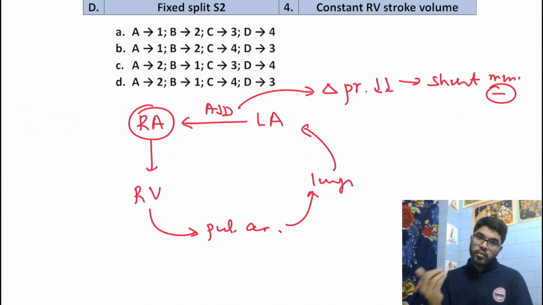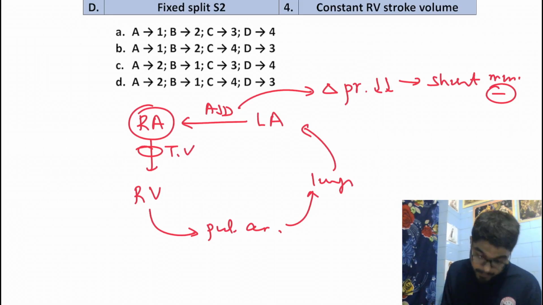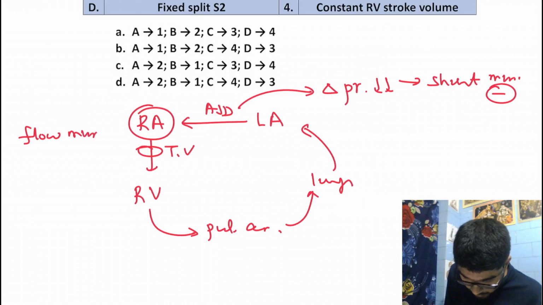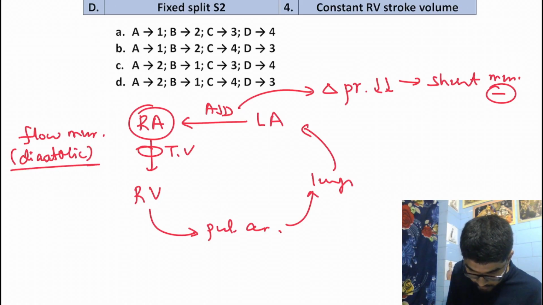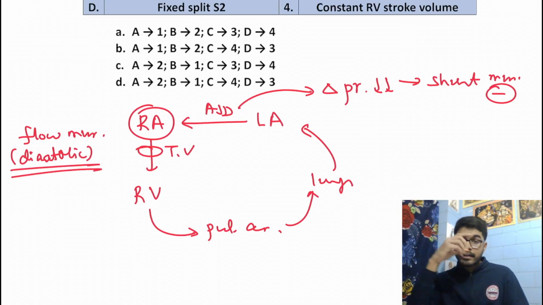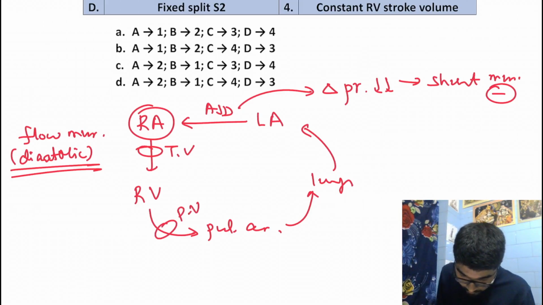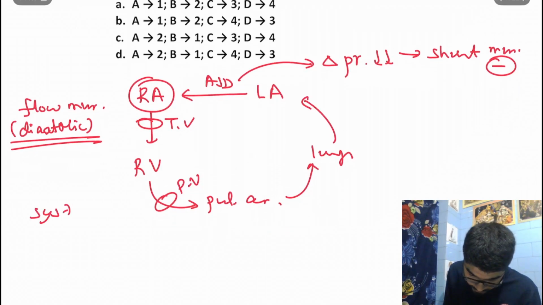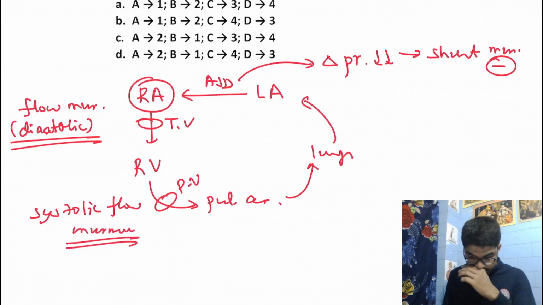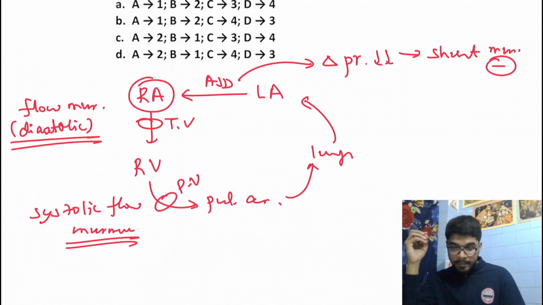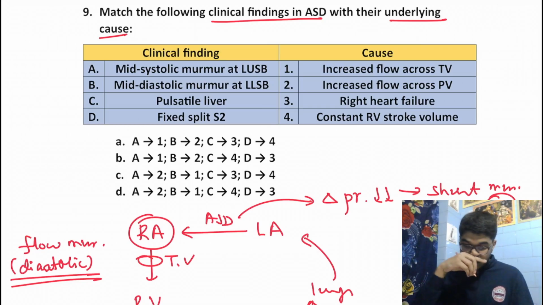So an increased amount will flow from the right atrium to the right ventricle via the tricuspid valve. So over here we would get a flow murmur, and this would be a diastolic flow murmur. Similarly, an increased amount of blood will flow from the right ventricle to the pulmonary artery via the pulmonary valve. So again we would get a systolic flow murmur via the pulmonary valve.